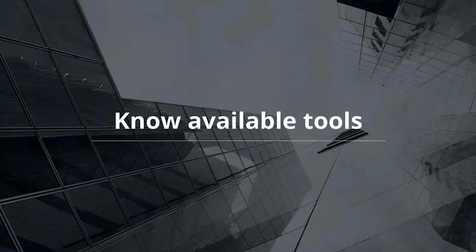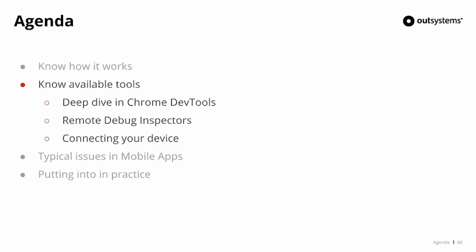So we already know what is happening in this whole cycle. We know the field. Now we need to know what tools are available to apply so we can improve our application. We'll have the Chrome DevTools, and we'll make a deep dive there. Then we'll also talk about the remote debugging inspectors, and we'll connect our device to our laptop so we can debug remotely.